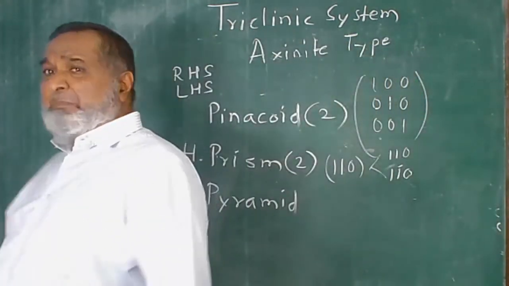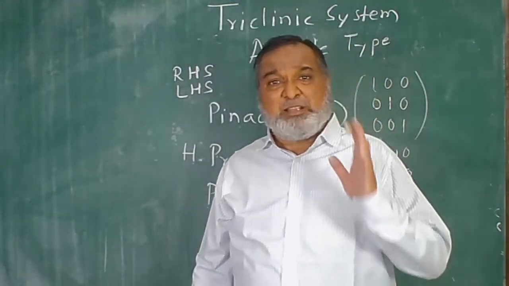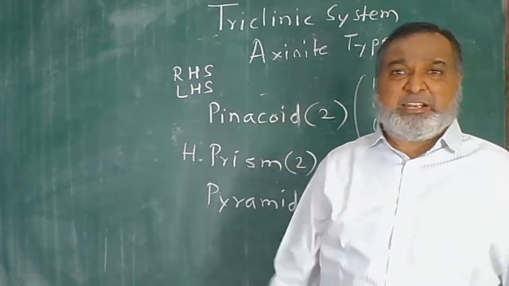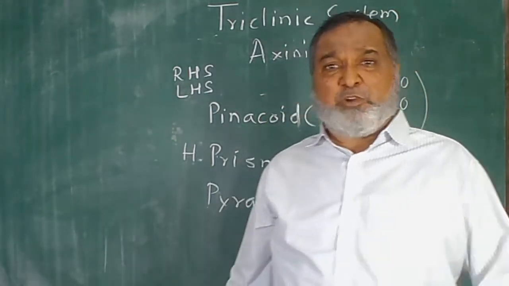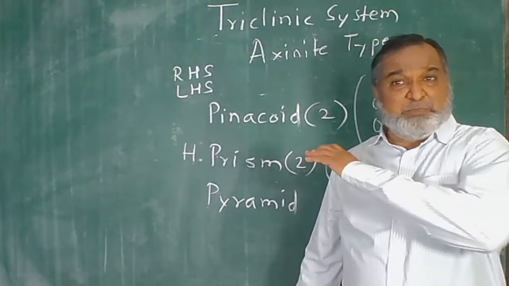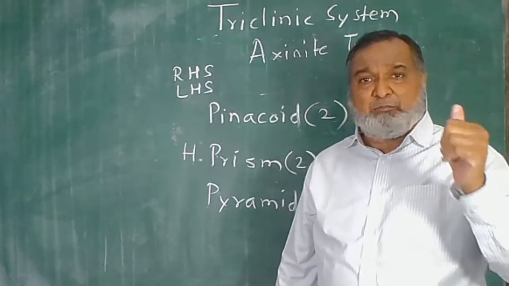Now let us come to the pyramid. Pyramid, normal definition: it consists of a pair of 8 similar inclined faces. The index face is going to cut your A axis, B axis, C axis, meaning all the three axes are going to cut. So in that, 1, 1, 1 will be the indices.